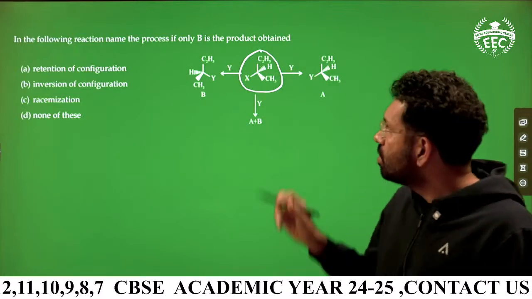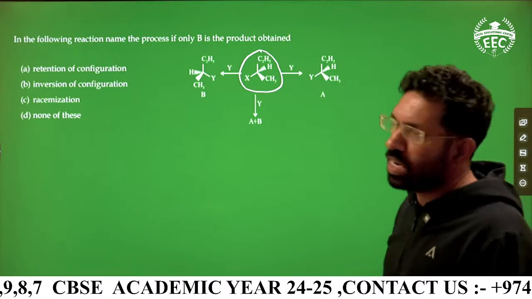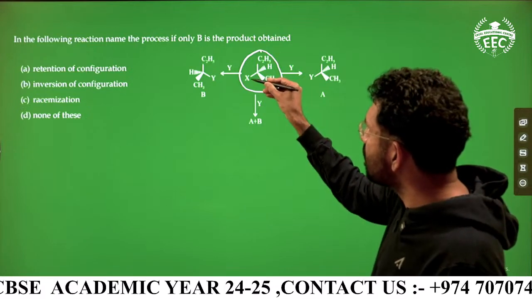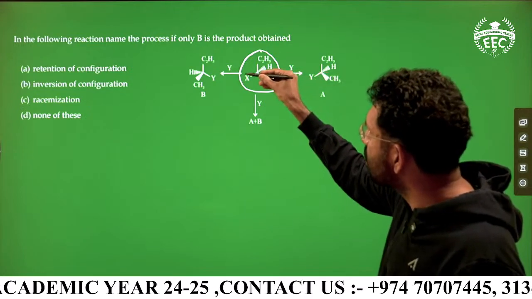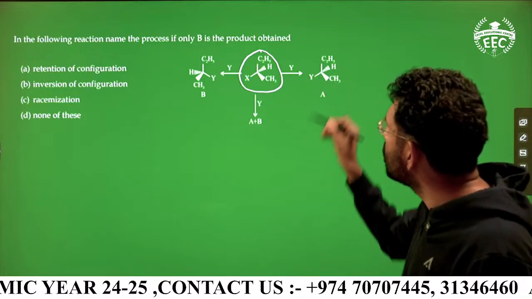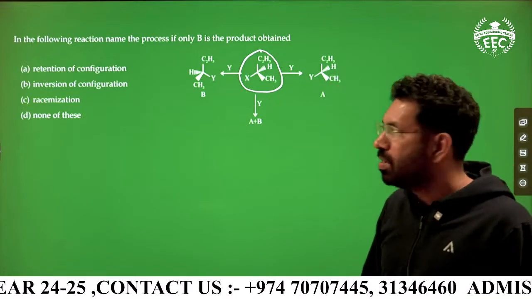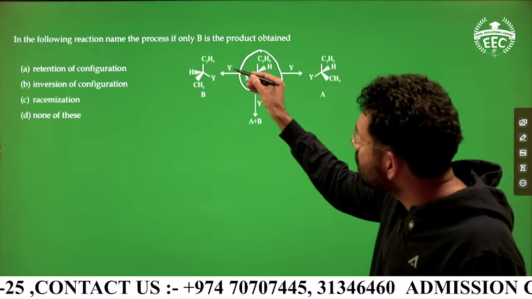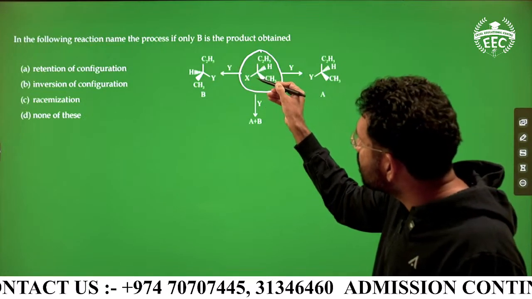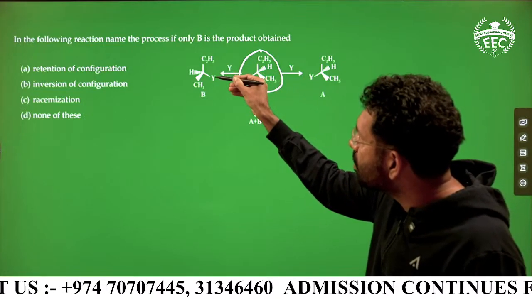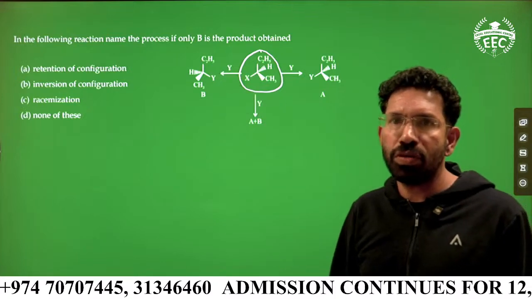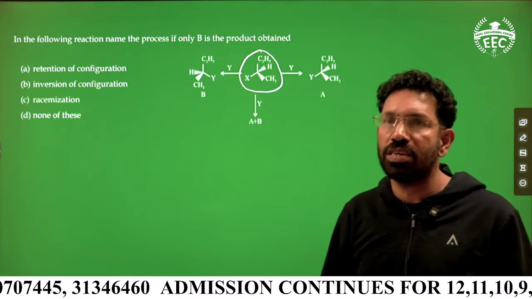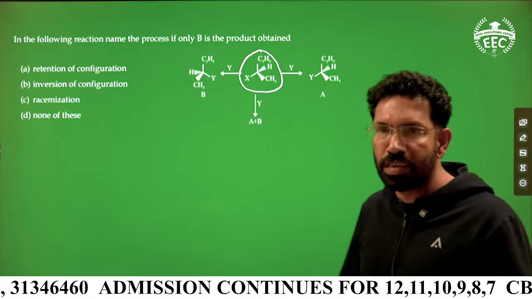This reactant, on treating it with Y, you can see X is replaced by Y, and you will get a product. In this reaction, when it is treated with Y and X is replaced, you will get a product B. How to decide inversion and how to decide retention? We studied this before in the class.